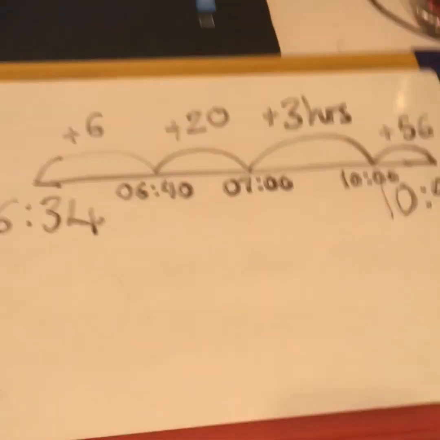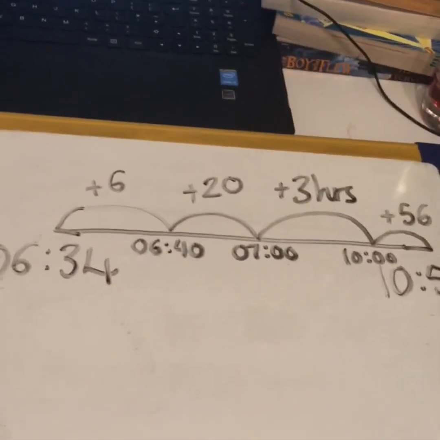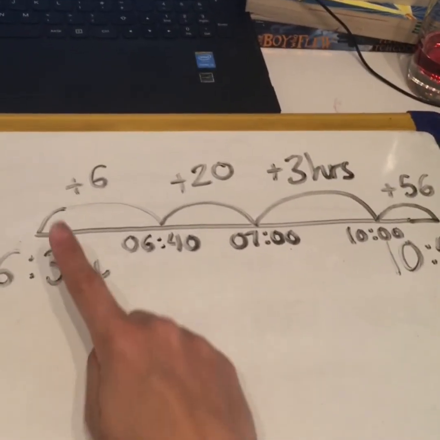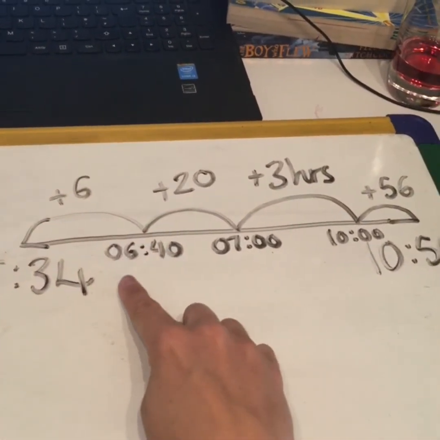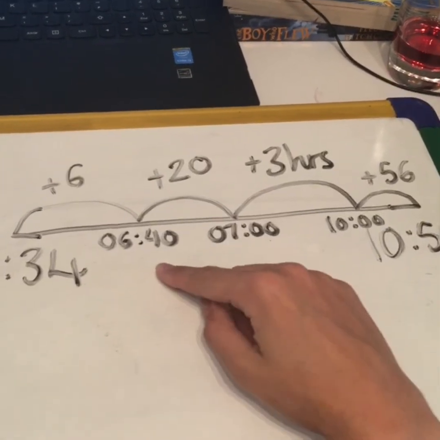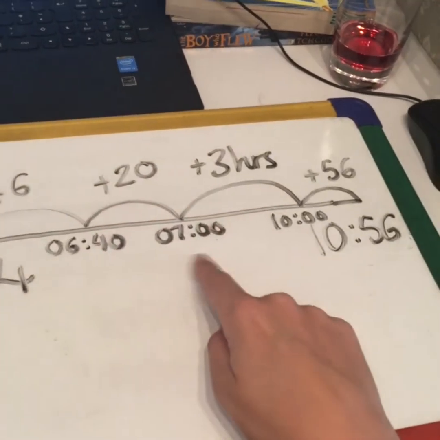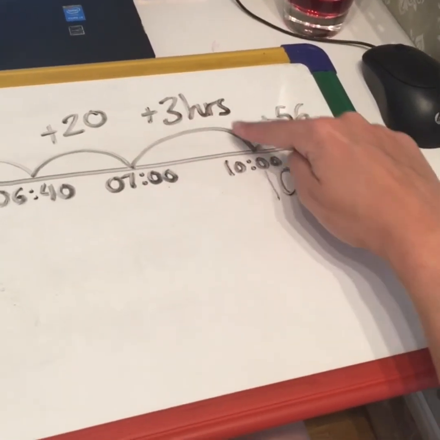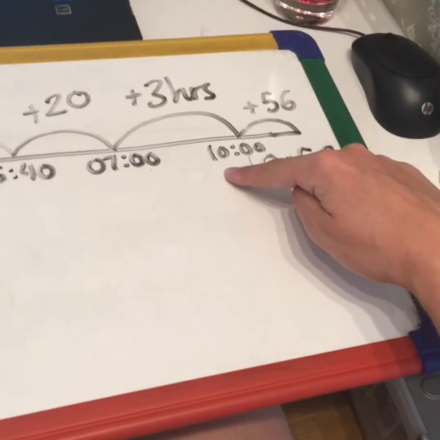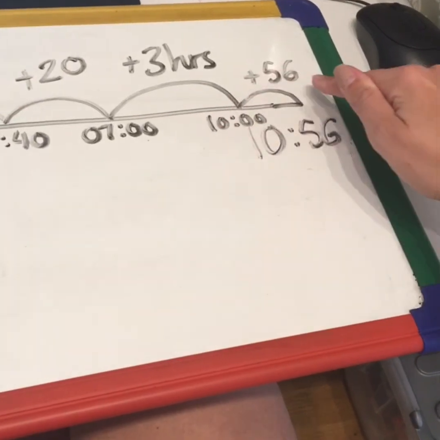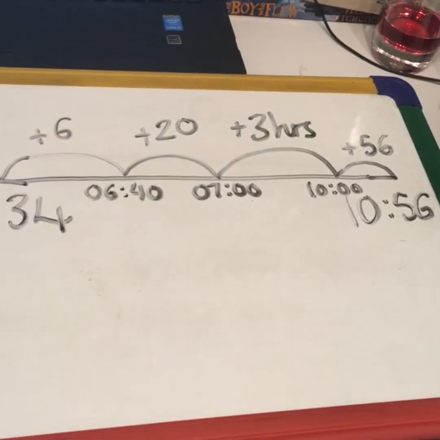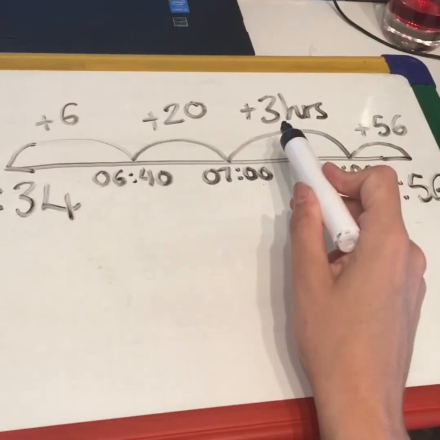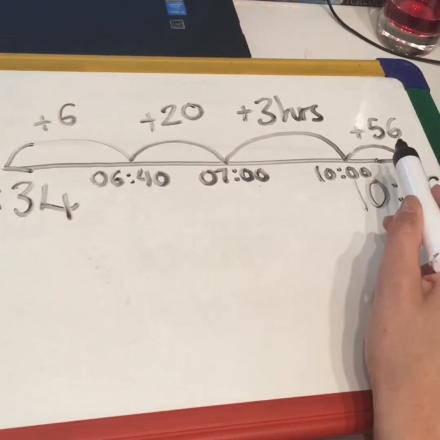So to work out how long it's going to take him then, we're going to draw a number line. So I've gone from 6:34, I've added 6 minutes to get to 6:40. Then I've added 20 minutes to get to 7 o'clock. And then I've done 3 hours, a big jump here, 3 hours to get to 10 o'clock. And then to get to 10:56, I've added another 56 minutes. So to add all these up then, we've got 3 hours and 56 minutes.